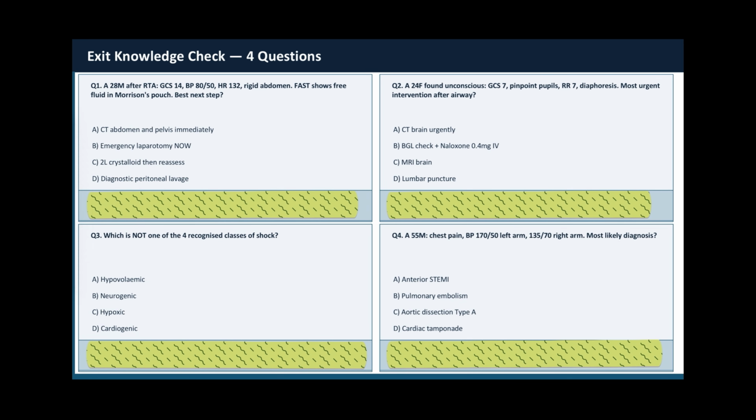A 25-year-old male after RTA with GCS of 14 and BP of 80/50 has heart rate of 132 with rigid abdomen. FAST examination shows there is a fluid in the Morrison's pouch. Best step? See here the BP is low, that means the patient is unstable and heart rate is more than 120. It comes into the major group of the hemorrhagic shock.